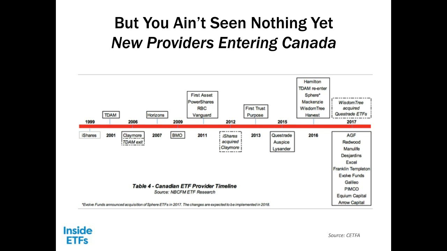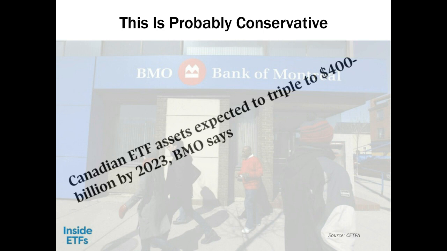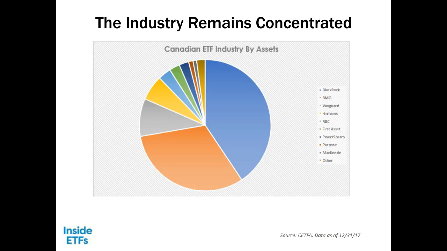BMO came out with this note not that long ago, expecting Canadian assets to triple to over $400 billion by 2023. I think that's probably on the conservative side, given what we've seen in terms of flows in the past year and given what we've seen in terms of the entry of new players into this space. The Canadian industry does remain concentrated. You can see that BlackRock and BMO have the lion's share of assets in the industry.